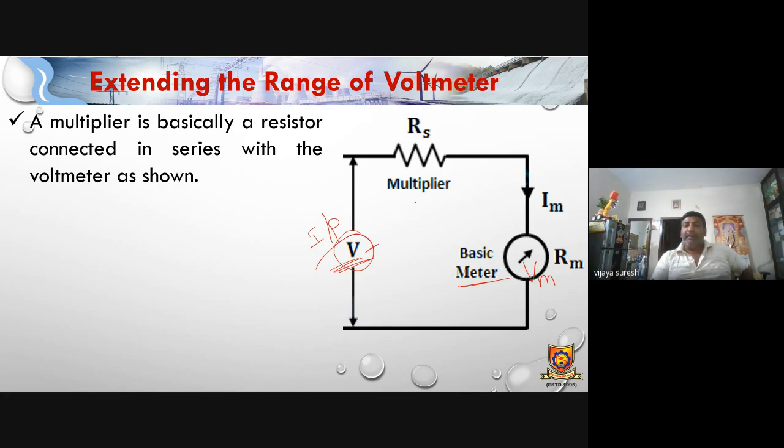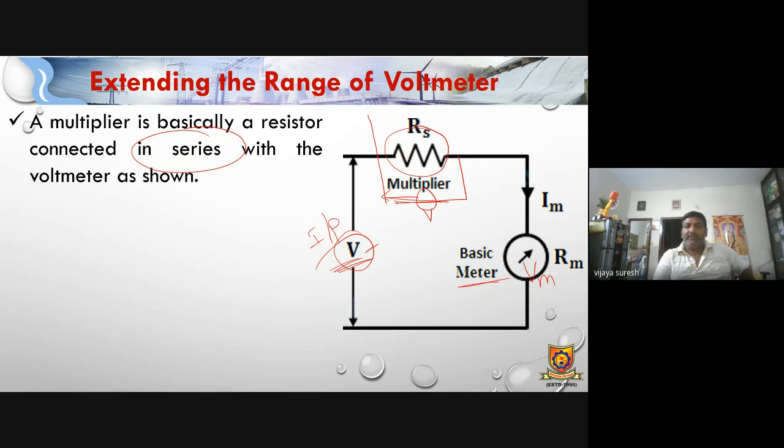Now just observe this circuit diagram. Here we are using a multiplier. Earlier also we have used a multiplier. This is a resistor which is connected in series. It is connected in series with the voltmeter. Now what will happen in the series circuit? Voltage will drop. So across this resistor, a certain amount of voltage will be there.